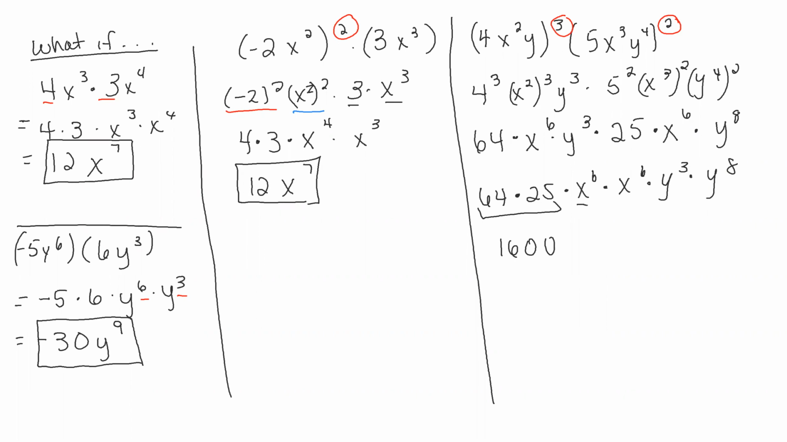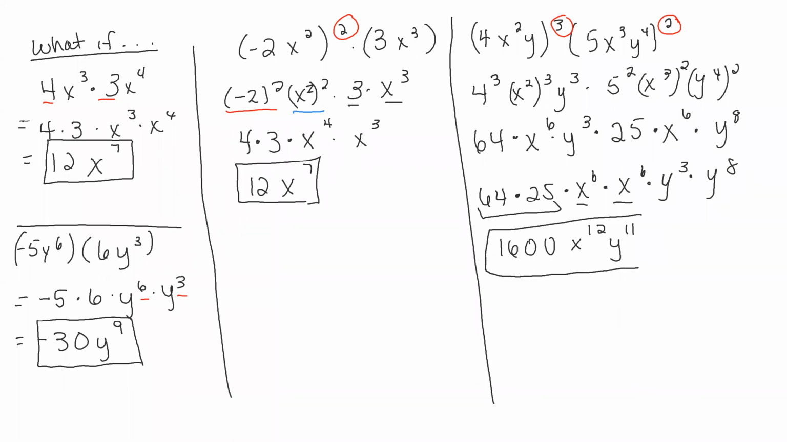X to the sixth times x to the sixth, we're going to use the product rule. We're multiplying two separate terms that have the same base. So I keep the base and I add the exponents. And then the same thing for the y. I'm going to keep the original base of y. I have two separate terms, both with a base of y. So I'm going to keep the y and I'm going to add the exponents.